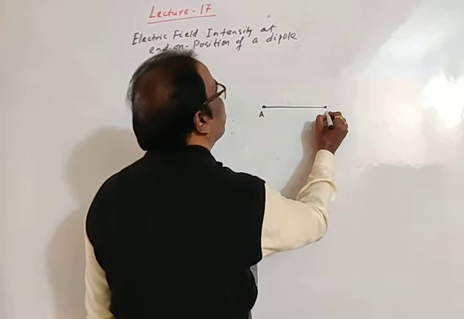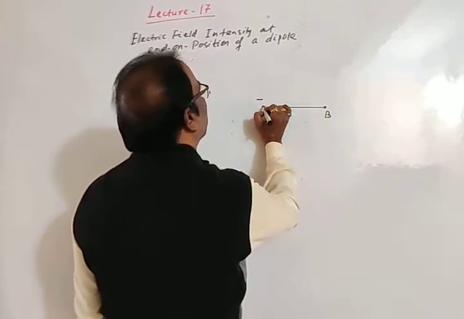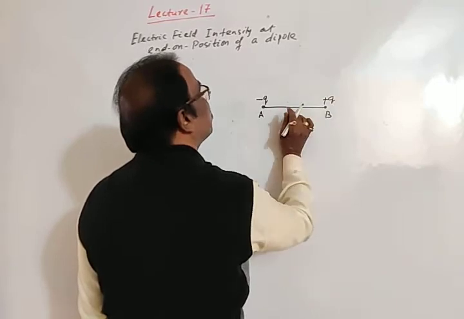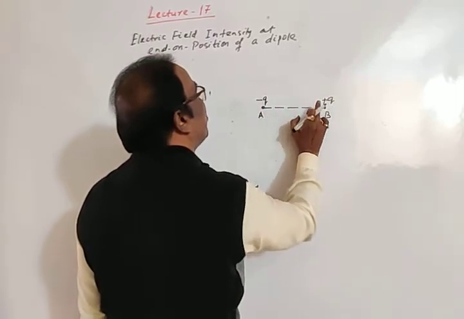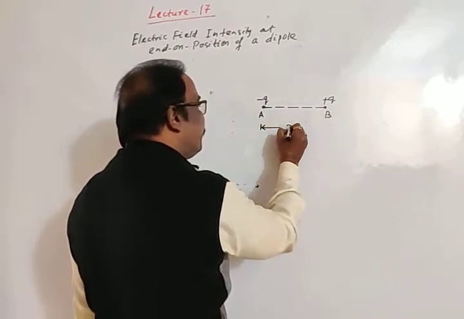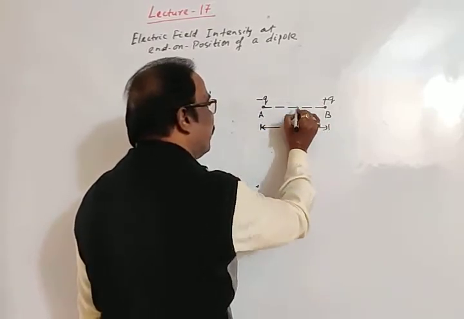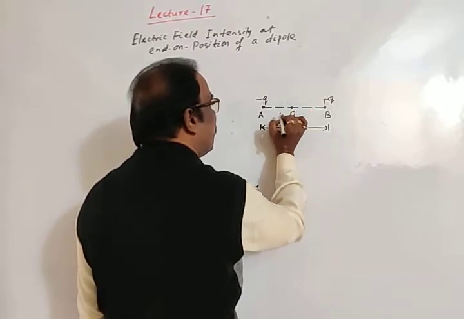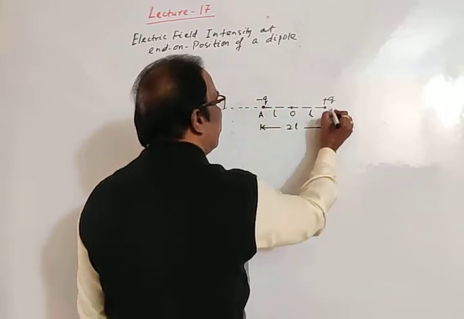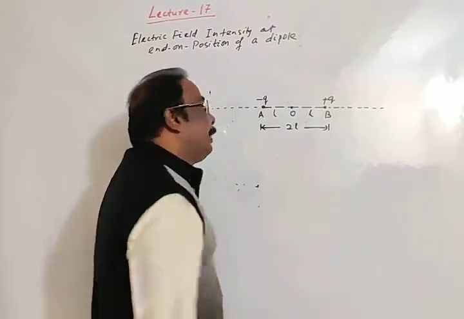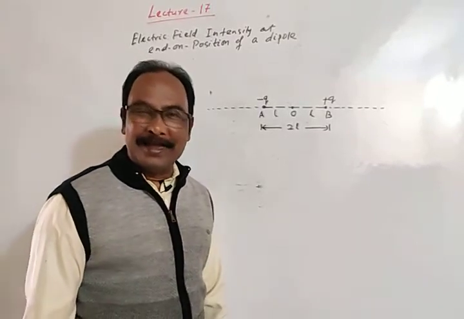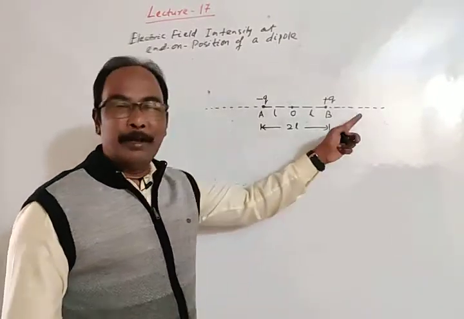Let the dipole be AB. This is point charge minus Q. This is plus charge plus Q. This is negative and this is positive. The distance between these two charges is 2L. This is the center of the dipole. This distance is L, this distance is L. And this is the axial line of the electric dipole. The straight line joining two equal and opposite charges is called the axial line of the dipole.